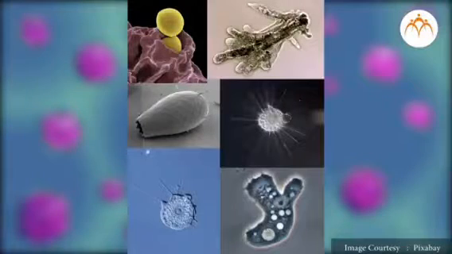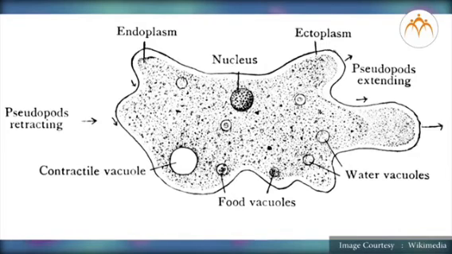Various components of the cell, structure and functions of these cell organelles. Cell is the basic unit of life. For unicellular organism, one cell itself is one organism, while for a multicellular organism, one cell is the starting point of life.